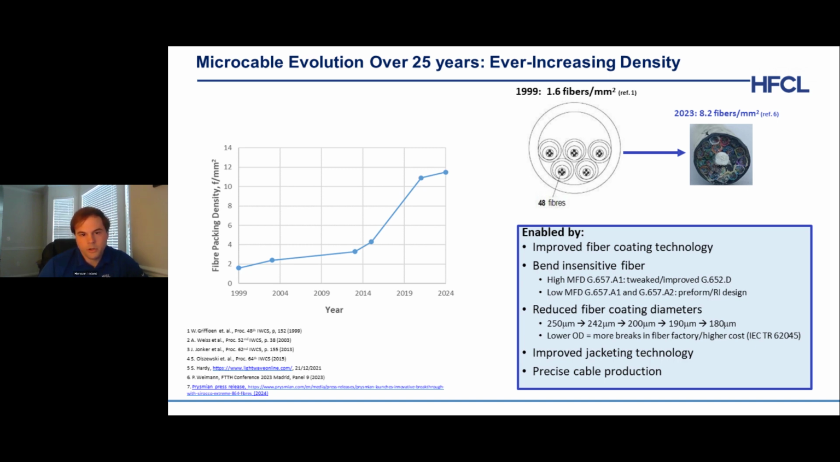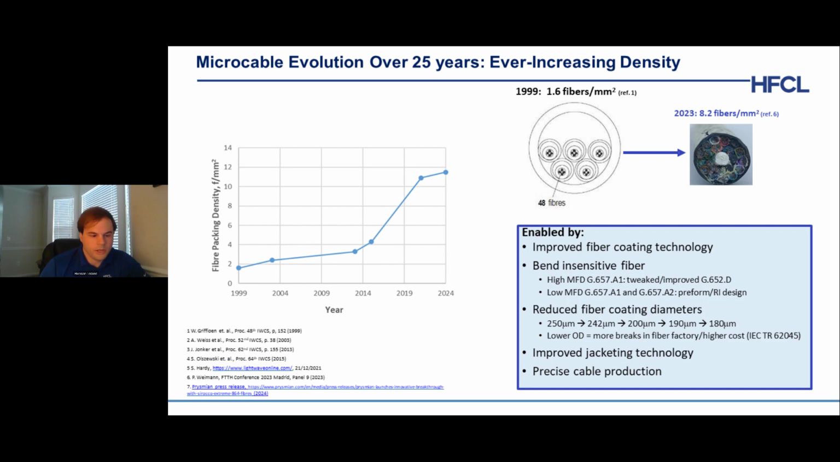Number one, improved fiber coating technology. Number two, bend insensitive fiber. So G657.A1 has the high mode-field diameter and is backwards compatible with G652D. It's very similar to the G652D type fiber, but some tweaks here and there to improve the bend insensitivity.